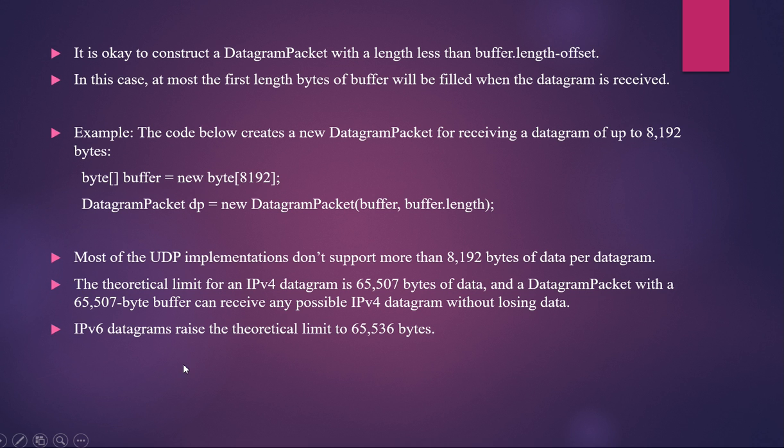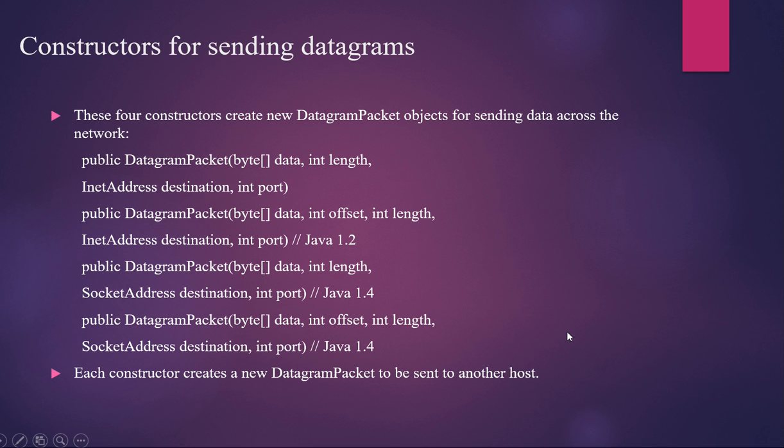When you are talking about IPv6, the limitation is higher. The limitation here is 65,536 bytes. Your buffer can be equal to 65,536 and your datagram packet can be less than or equal to this value. It cannot be greater than 65,536 when you are considering IPv6, and when you are considering an IPv4 type datagram, the limit will be 65,507.